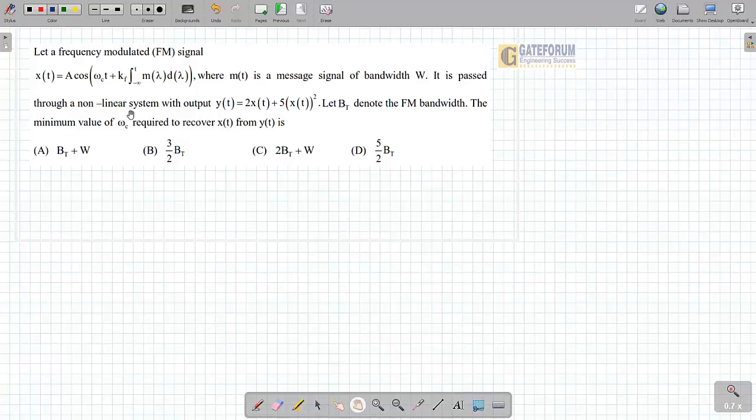Now, directly in this, the bandwidth of the FM signal is given. That means the bandwidth of x(t) is given, and that is nothing but B_T.